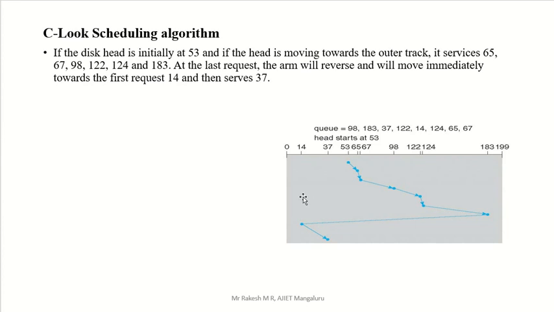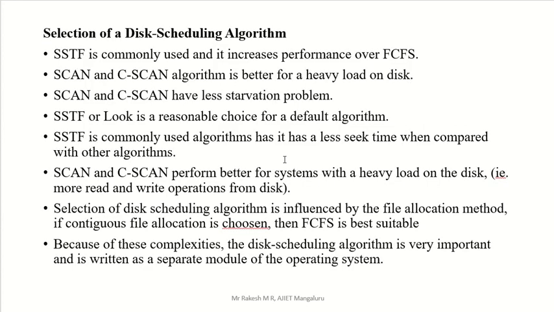So these are the different scheduling algorithms we have in the disk method. So we will compare them, which is good, which is somewhat bad. That is called the selection methods. So different selection methods are there. SSTF is commonly used and it increases the performance over FCFS. SSTF is good compared to FCFS.